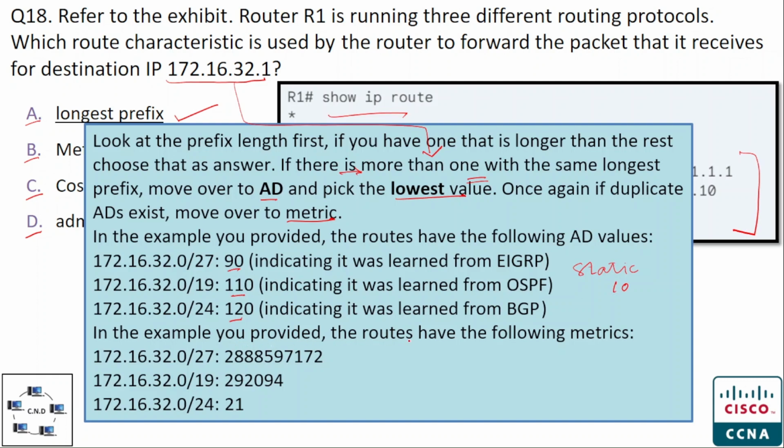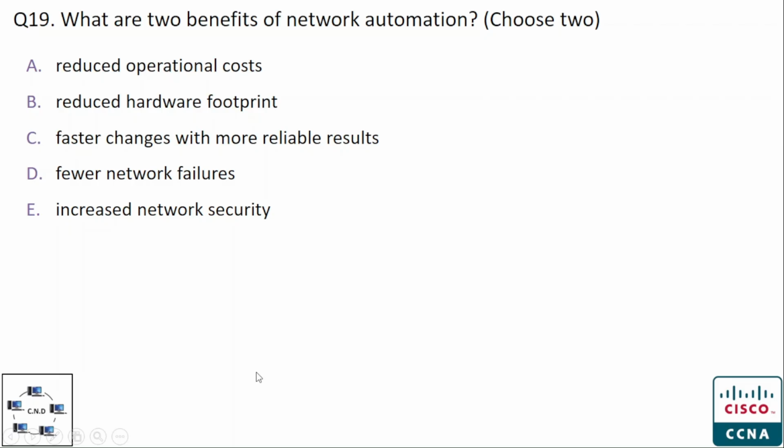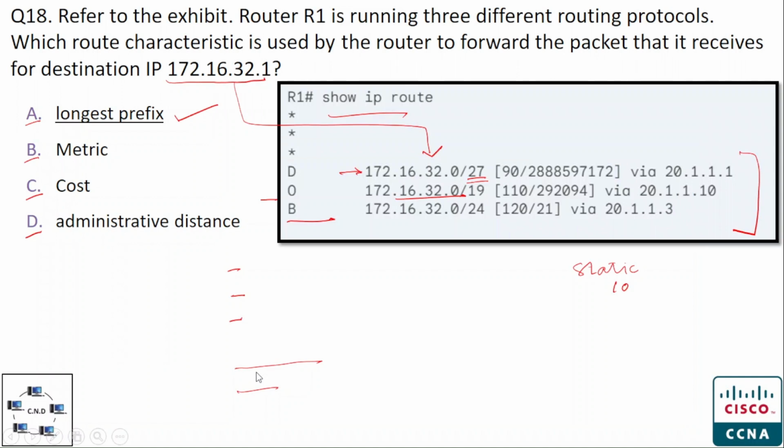And in the example provided, the routes have the following metrics. So these are the metrics. Let me get back. These first numbers show the administrative distances, while the second numbers are the metrics. In our case, we chose the route at the first criterion, the longest prefix, since this route has the longest prefix with no other competitor.